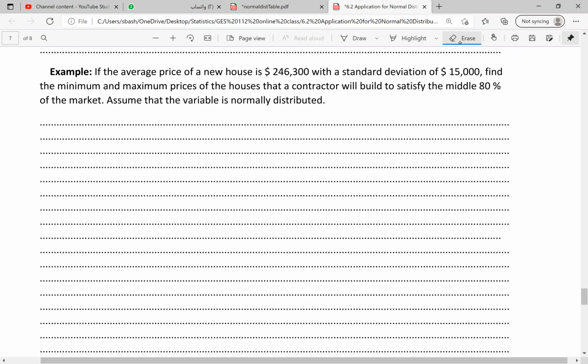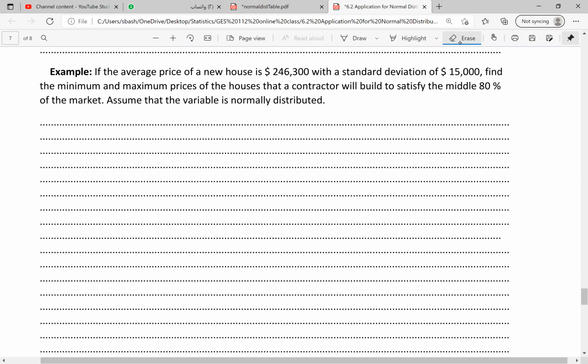We are continuing the estimate, which is the application for the normal distribution. In the last part we said that we can find the probability for the normal distribution by converting the x variable, or the normal variable, to z-score. Also, we can find the x variable if we know the z-score and the sigma, which is the standard deviation, and the mean of the normal distribution.